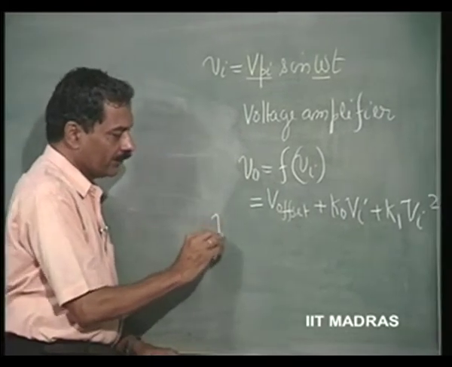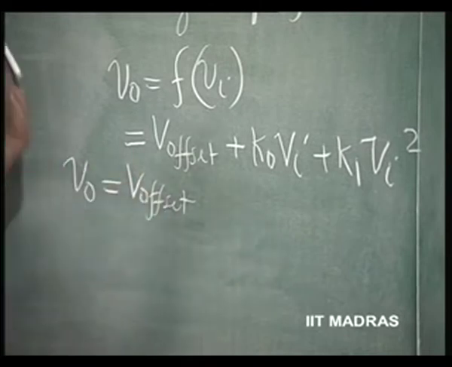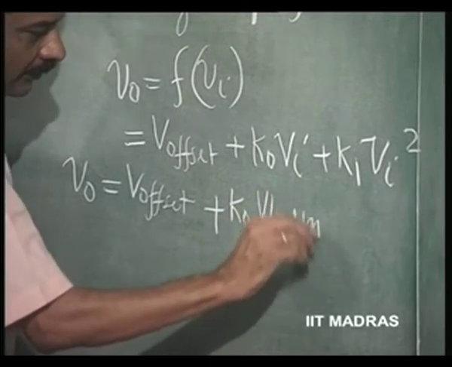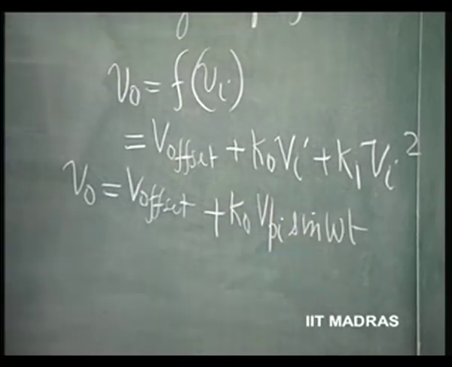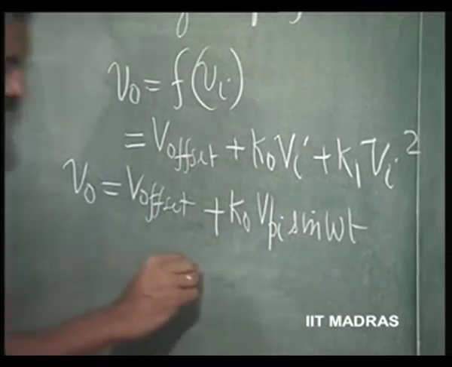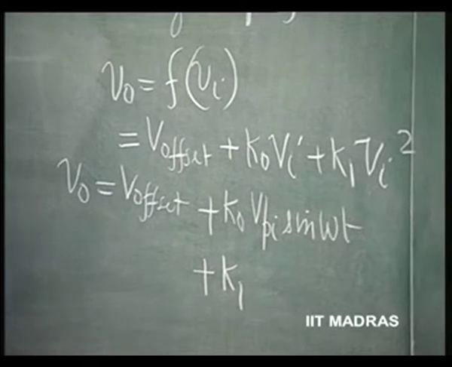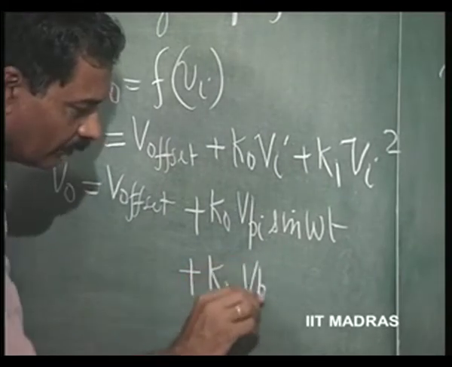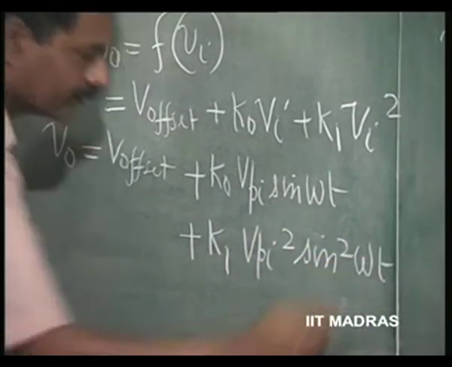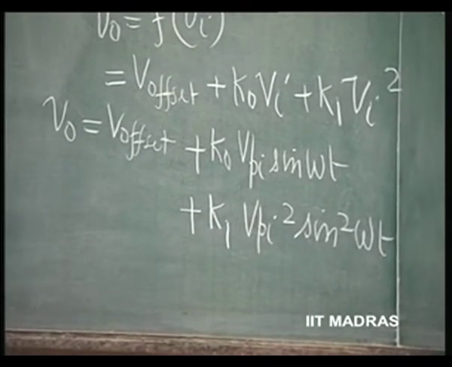Normally, V naught therefore is going to be equal to V offset. This is independent of input. So, this remains unaltered, plus K naught times V p I sin omega t. So, this is coming out beautifully, K naught into V p I amplifies it. Next, plus K 1 into V I squared. So, that is coming as V p I squared sin squared omega t. That therefore is going to be resulting in some unwanted component.